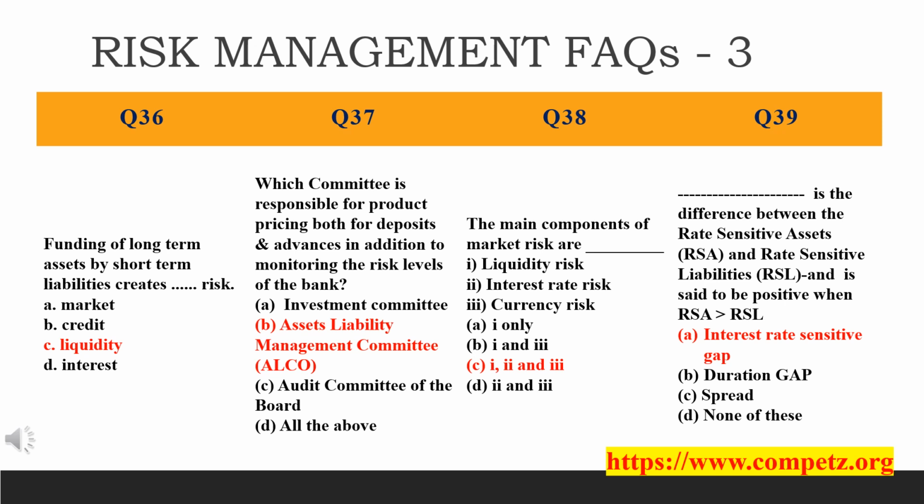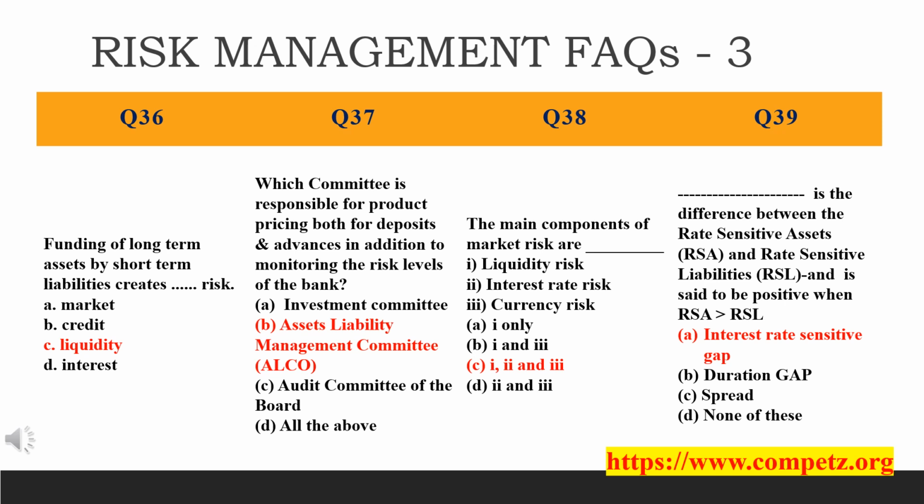See, which committee is responsible for product pricing both for deposits as well as the advances, in addition to monitoring the risk levels of the bank? So, answer is B. Why? Because ALCO is responsible for managing the assets and the liabilities by fixing the interest rate on both advances as well as on deposits.